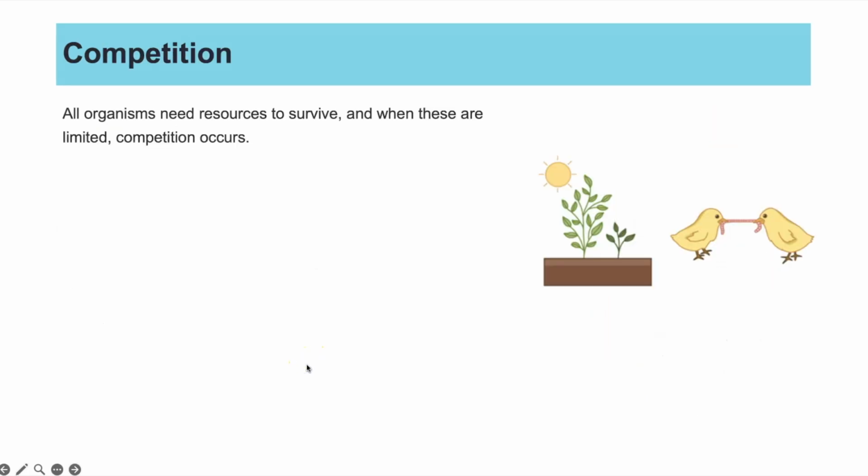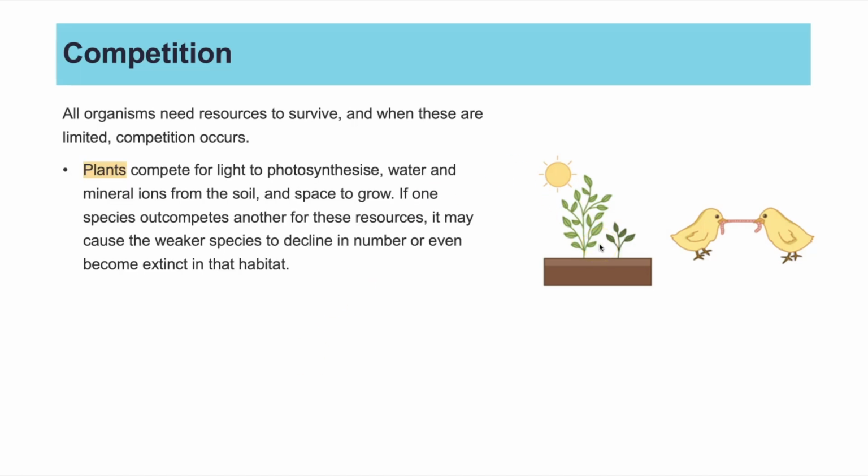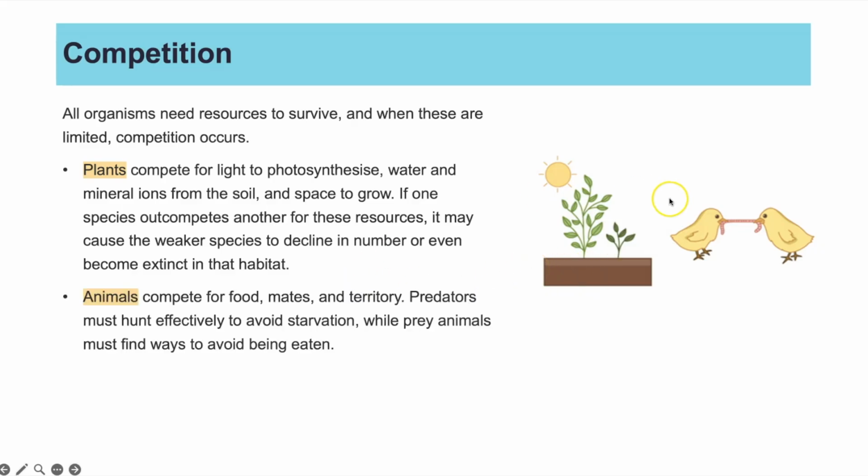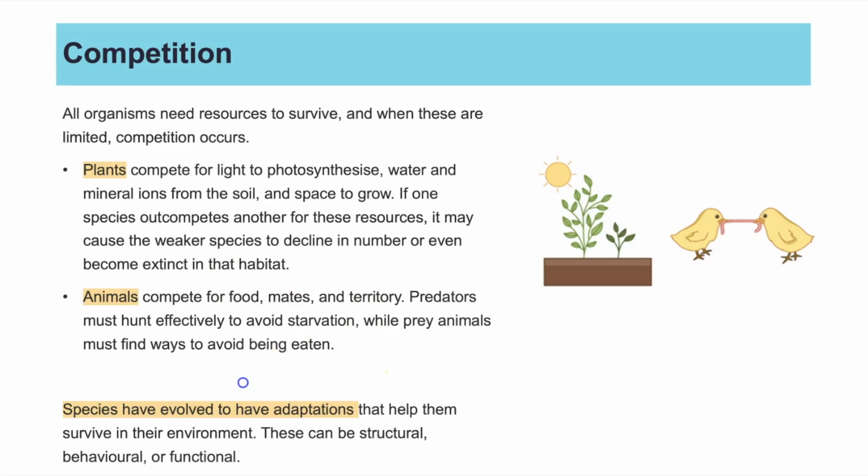If we have a look at competition then, which is linked to the idea of biotic factors, because it's two living things competing for limited resources. For example, plants, they compete for light for photosynthesis, water for photosynthesis, they might compete for space, nutrients in the soil as well. Animals can compete for food. If it's the same species, they compete for mates as well. They could compete for territories as well.